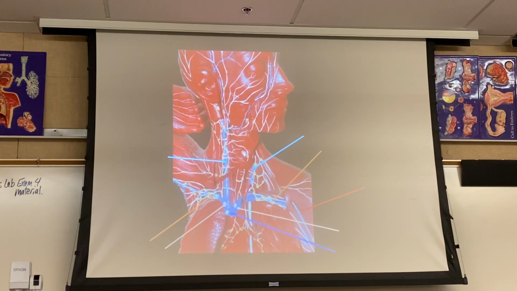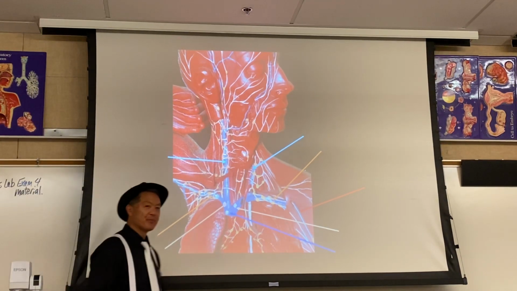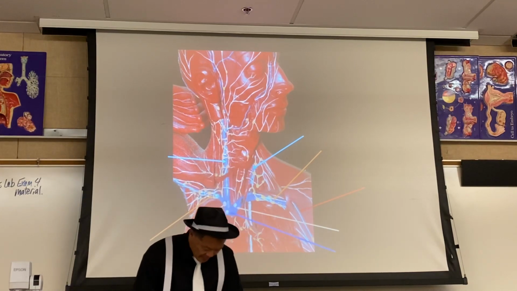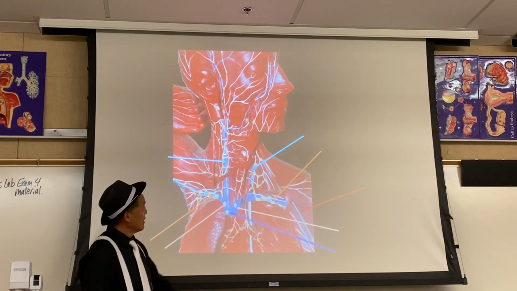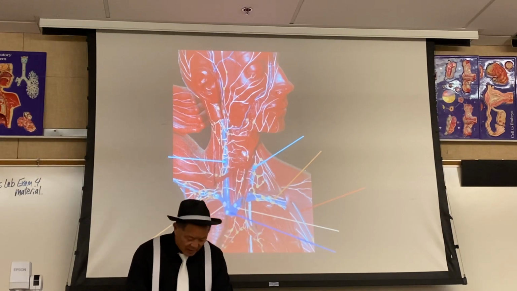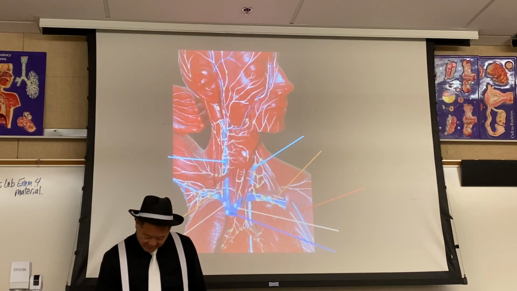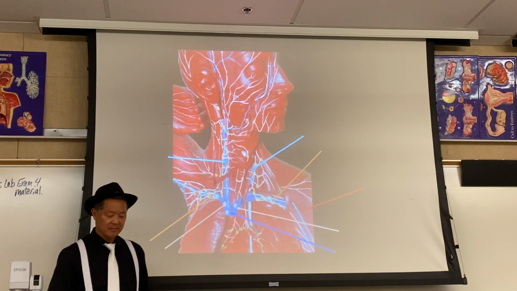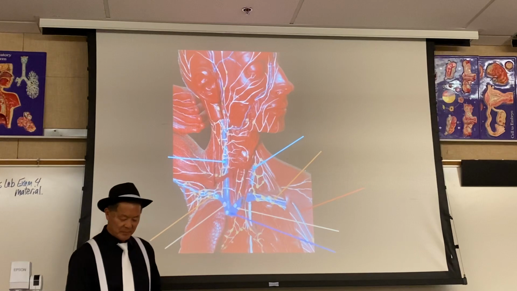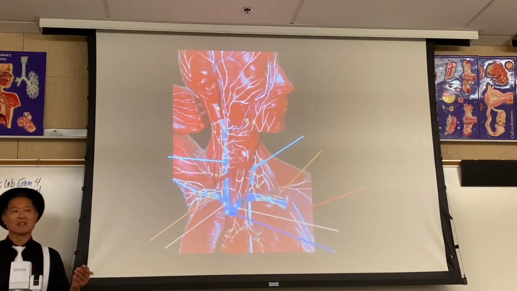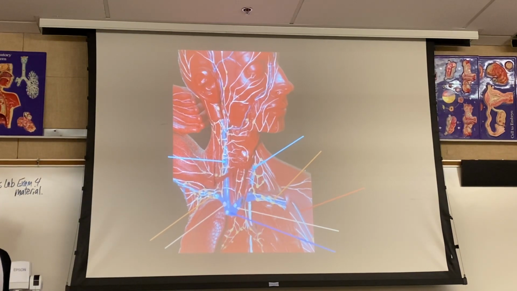What's that red one? Anyone know the red one? 43L? It's 43L or R on that red one. The red one is R? 43L, that's left. So then, oh, this is the other side, that's why. Everybody got this? Can I move on?